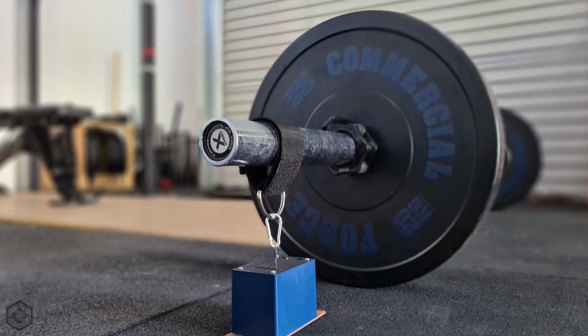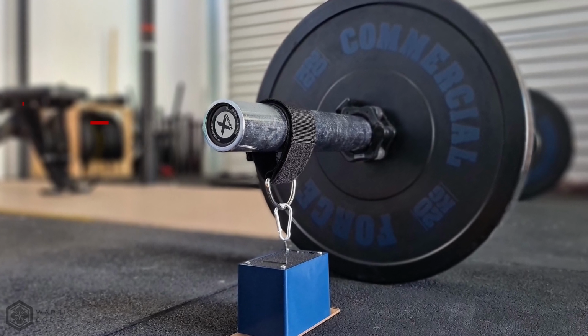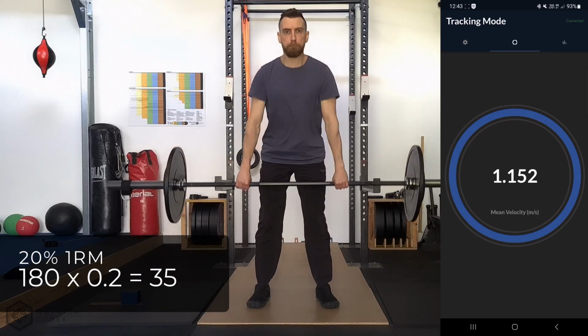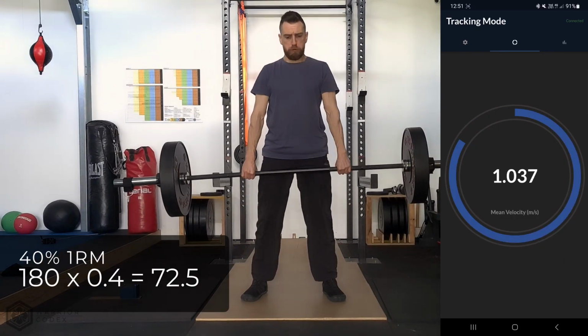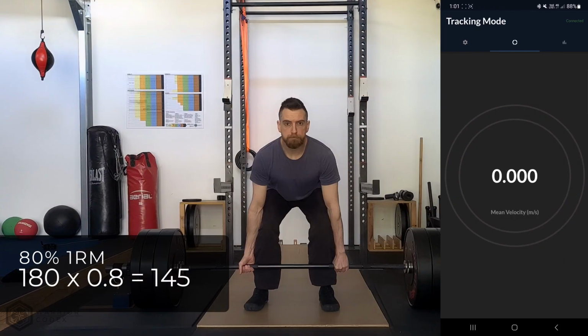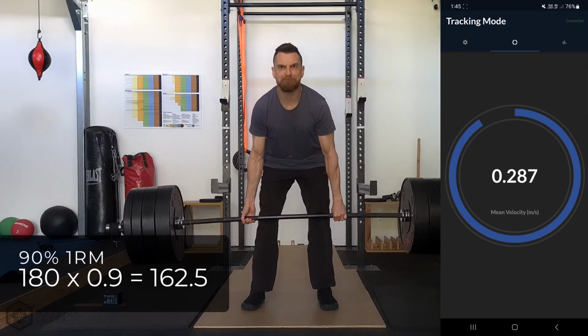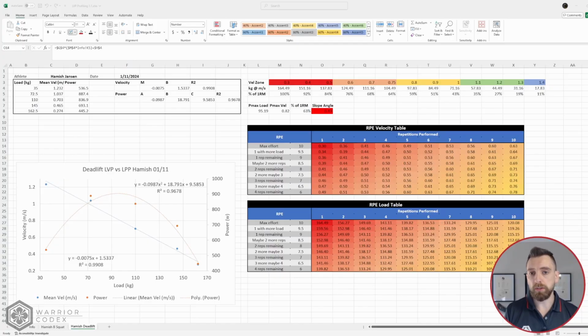To create a velocity profile, we first need a device to measure barbell velocity, such as this linear position encoder. We then complete 5 sets of an exercise at 20, 40, 60, 80 and 90% of your 1 repetition max, measuring the velocity of each. Once I've taken the data, I'll then move it across to Excel.